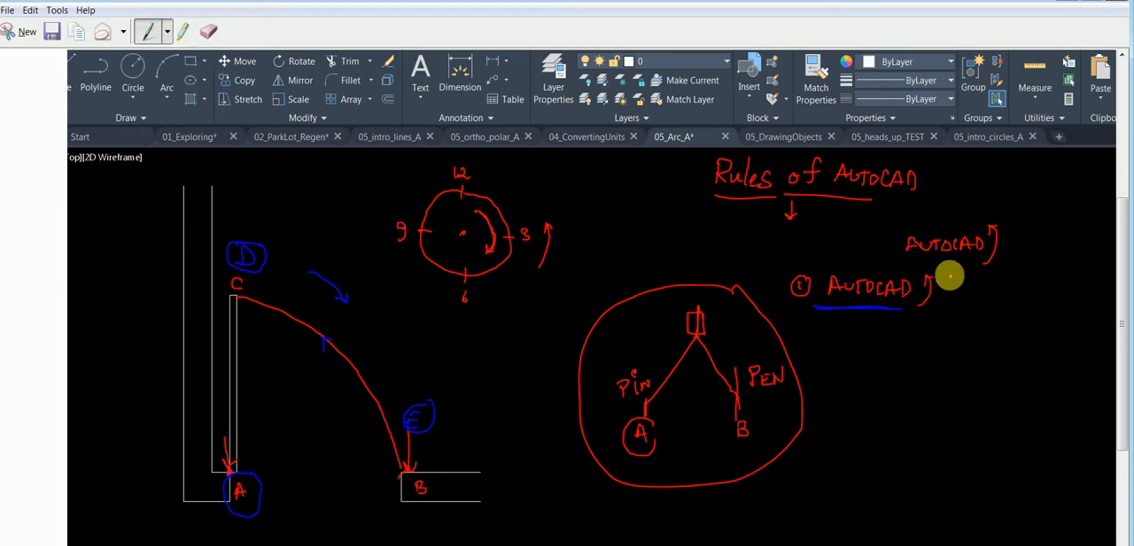Isn't it? AutoCAD loves to go anti-clockwise. When I went A, B, C, it was anti-clockwise. But when I went A, D, E, it was clockwise. What did I tell you? Rules of AutoCAD? AutoCAD loves to go anti-clockwise. Even if you go one way, he will go the other way.